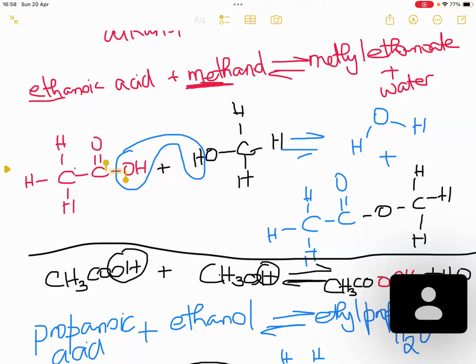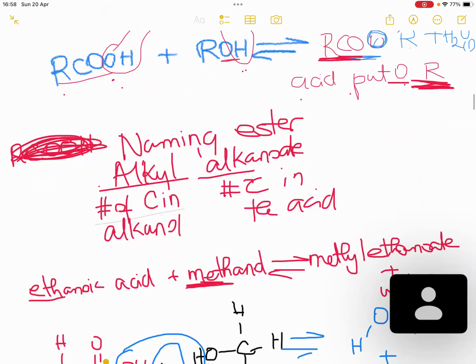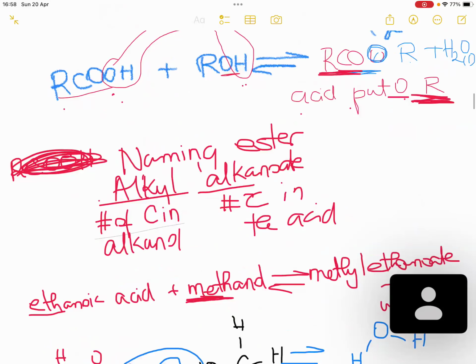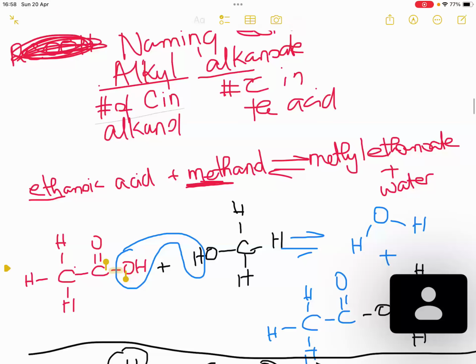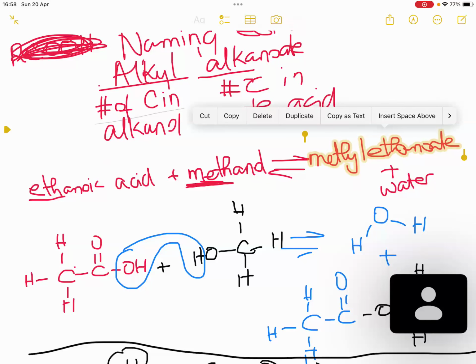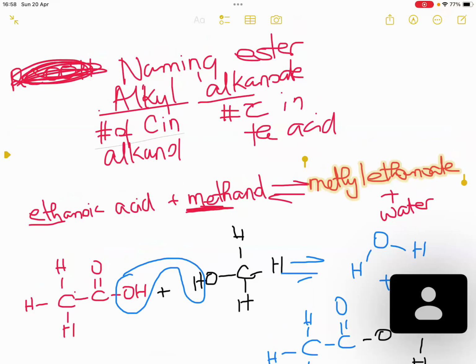Now, our ester is named alkyl alkanoate, where the first alkyl comes from the number of carbons in the alkanol. So in this case, I'm reacting methanol, so the name of my ester is methyl, and then it's called alkanoate, where the alk is referring to the number of carbons in the acid, using the prefix for that number. The number of carbons in the acid is 2, so it's ethanoic acid. So the entire ester name is methyl ethanoate.